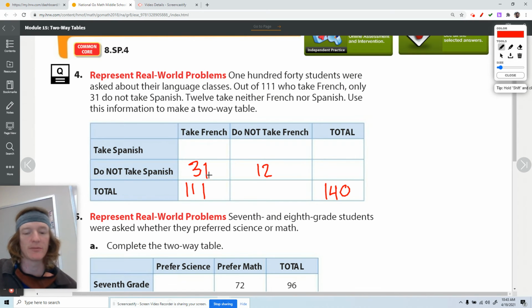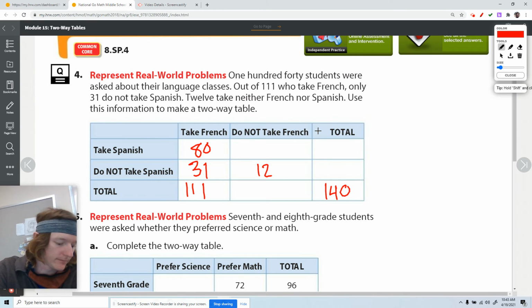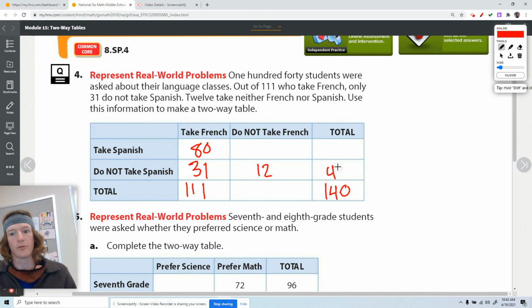People who take Spanish, people who don't take Spanish, well, we know the total is 111. So we can do 111 minus 31. We get 80 people here. 31 people who don't take Spanish, that's going to be 31 plus 12. That is a total of 43 people.